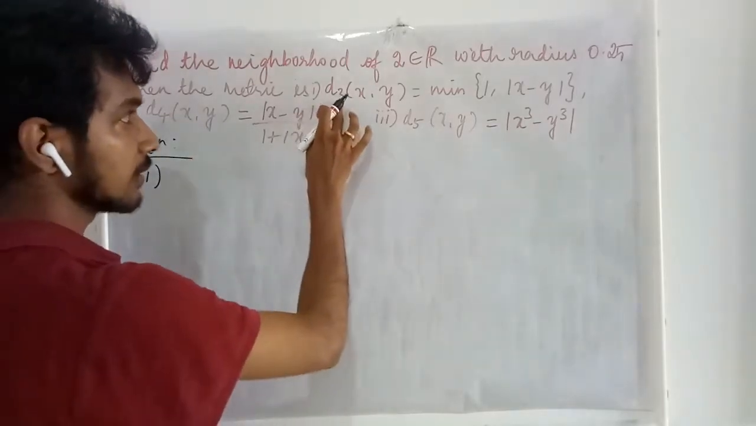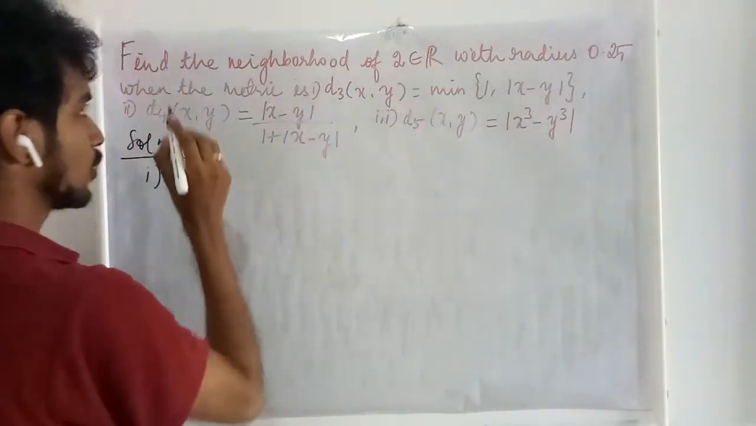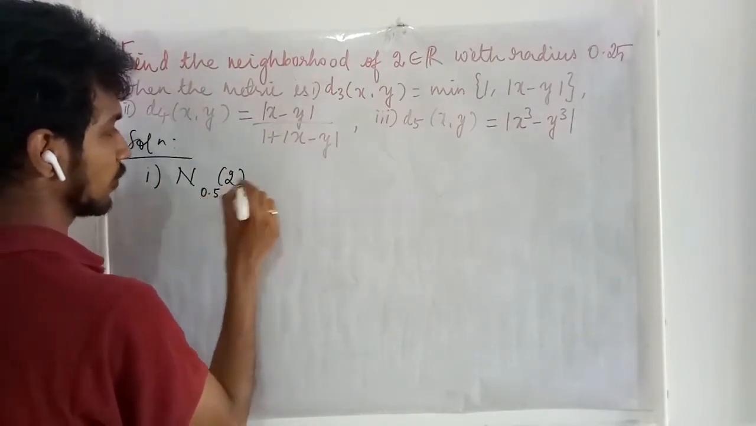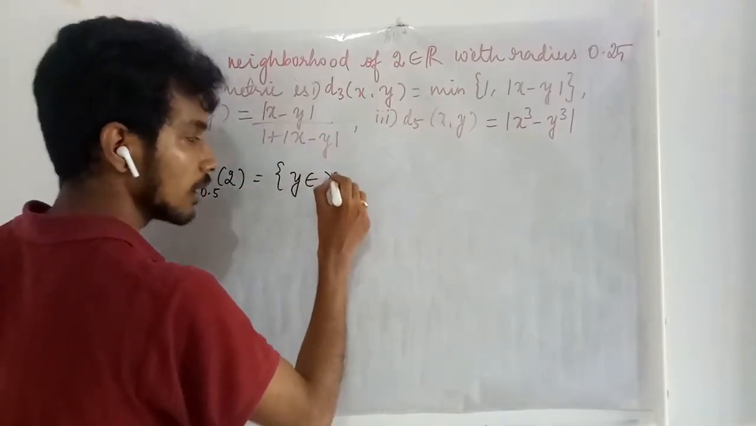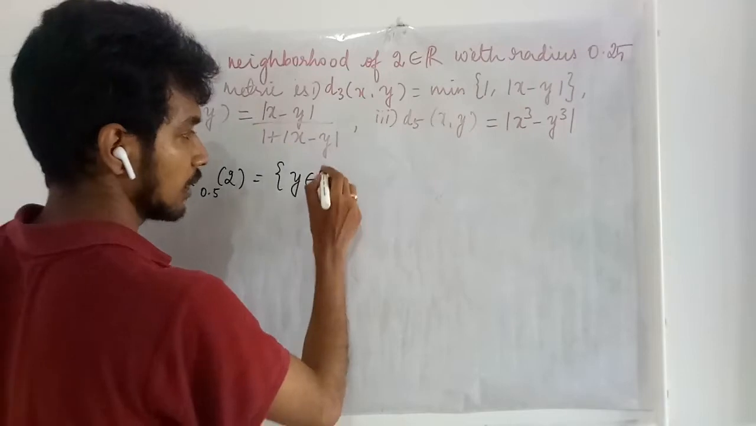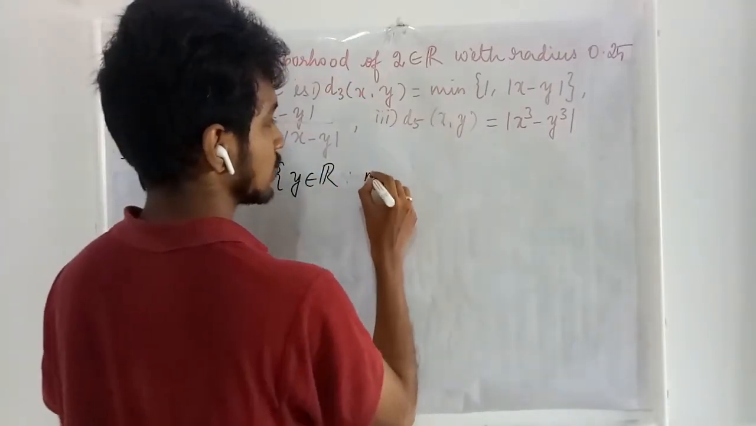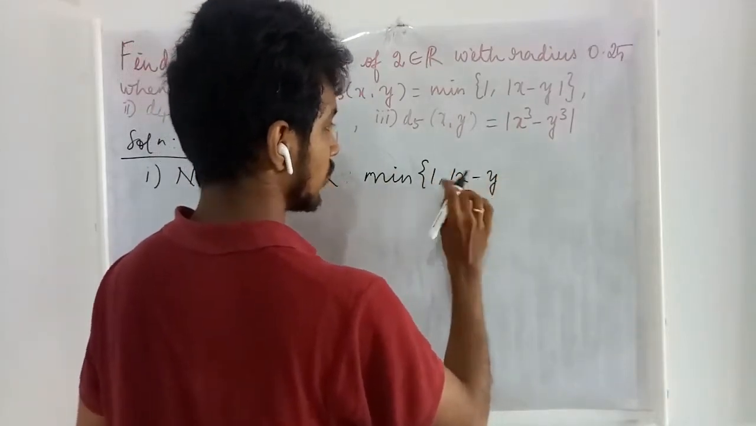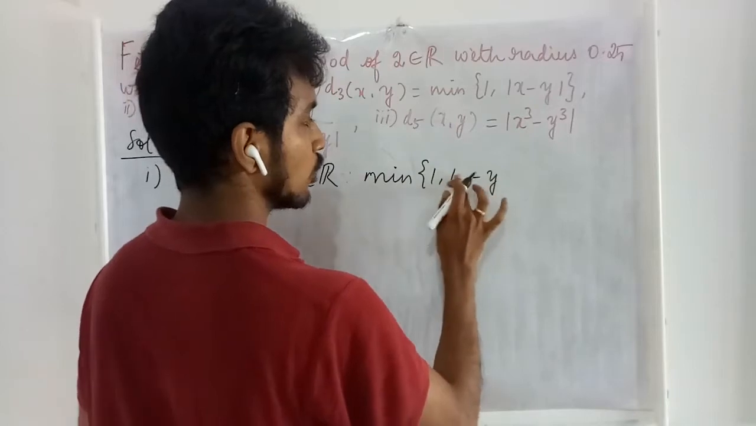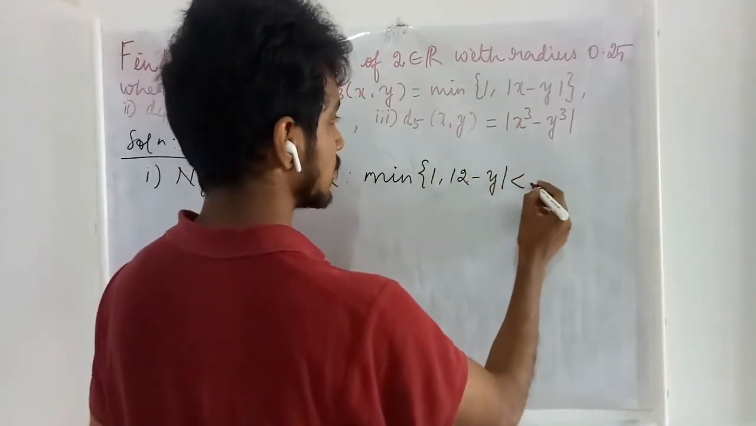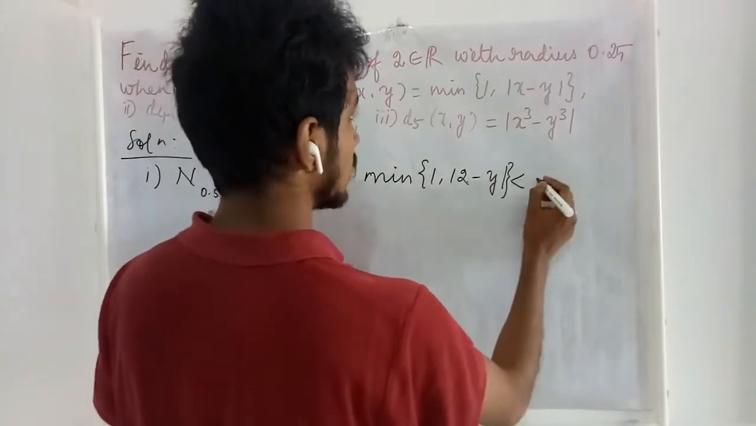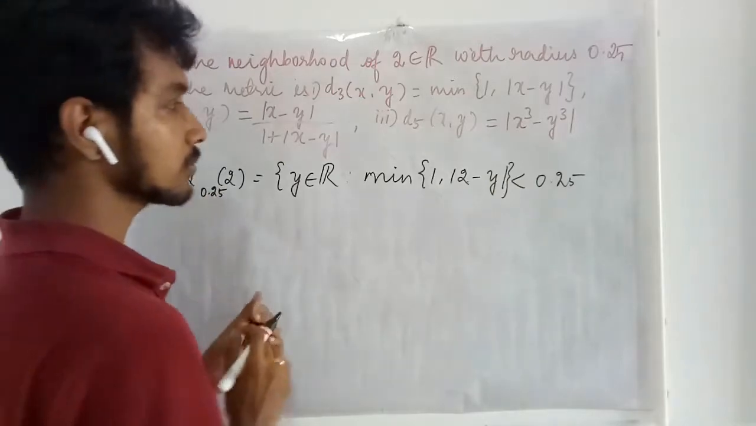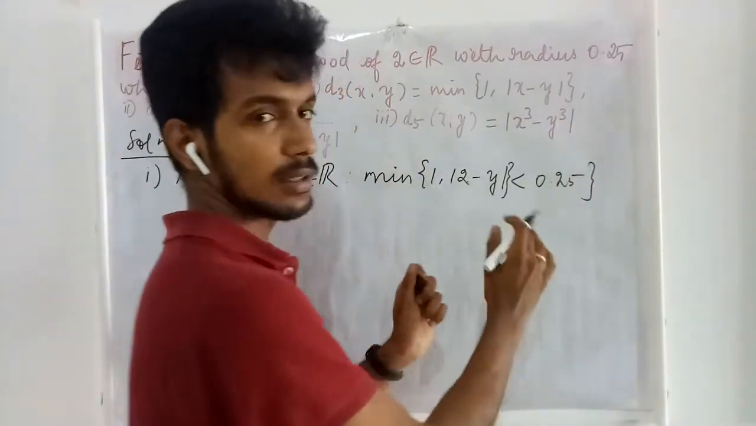In the first case it is given that d3 of x, y is the minimum of this thing. First of all we need to find out the neighborhood of 2 with radius 0.25. It is going to consist of the collection of points in the real line satisfying this condition. That is, the minimum of 1 and absolute of x minus y, and here x is 2. So absolute of 2 minus y must be less than 0.25. We have to collect these kinds of points.